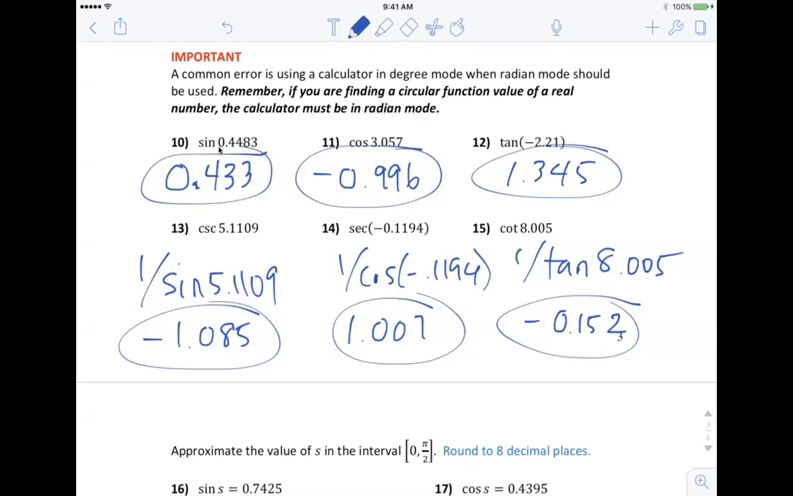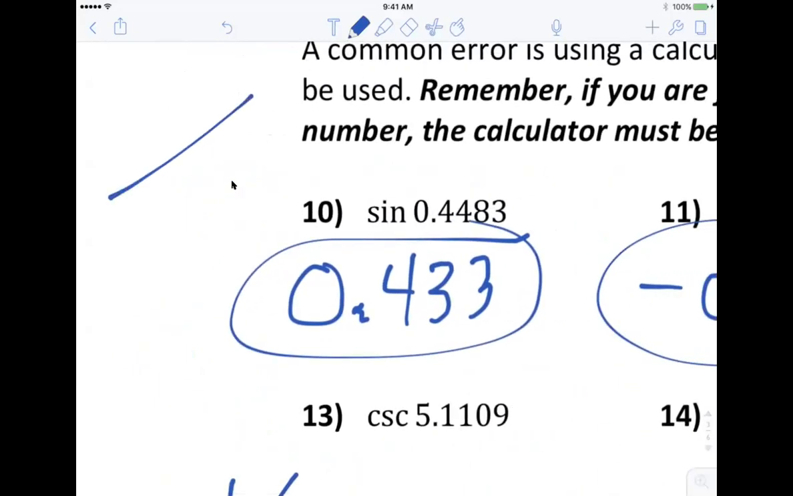Think about these, always go back to a triangle. If you have an angle of 0.44 radians, I guess I could draw it here. If this angle is 0.4483 radians, and you have a hypotenuse of 1, the r is 1, then the length of the opposite side, think of that as the y, is 0.433 units. So that's the relationship of those numbers.